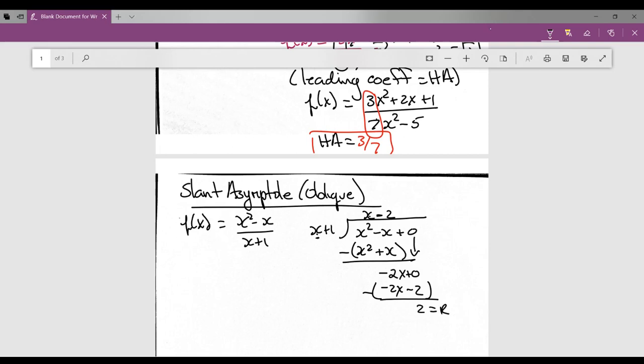You always rewrite these as q plus r over d. So our quotient, the remainder was 2, and the divisor is obviously what you're dividing by, x plus 1. So if you think about it, we can define the horizontal asymptote because this is the same as that, it's just rewritten.